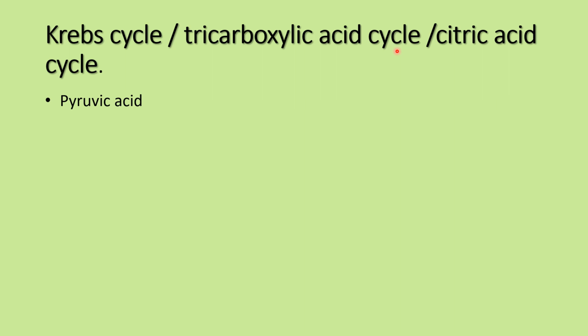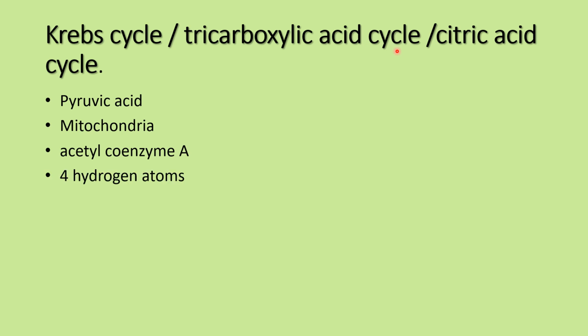In the Krebs cycle, which is the aerobic pathway, the process occurs in the mitochondria. The pyruvic acid is converted to acetyl coenzyme A in the mitochondria. During this conversion, 4 hydrogen atoms are released. The acetyl coenzyme A is involved in a series of enzyme reactions. It produces 2 ATP and 16 hydrogen ions. This is the main citric acid or Krebs cycle.